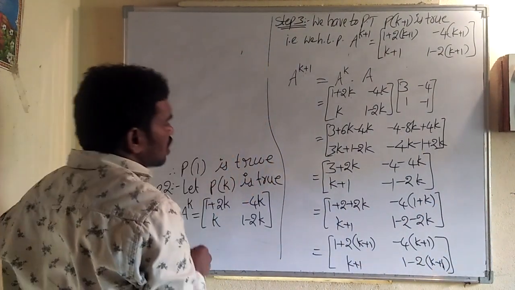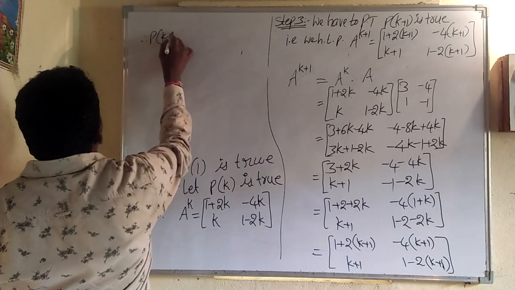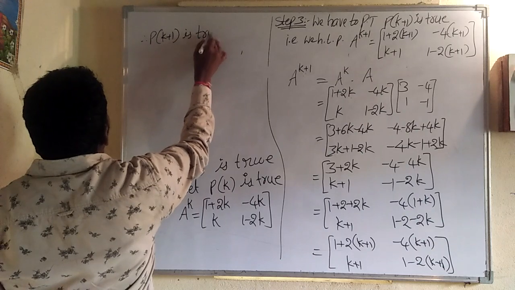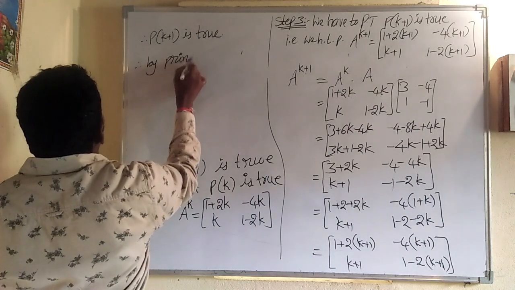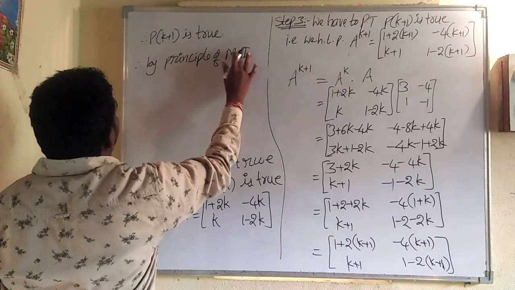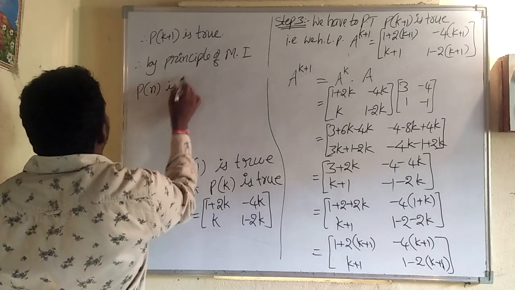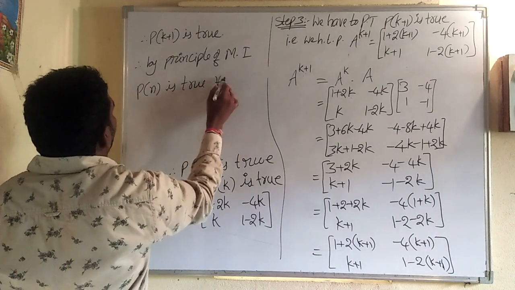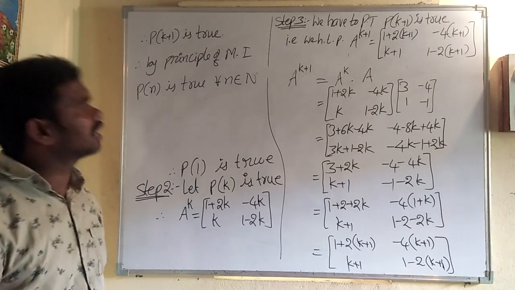So mostly this is complete. Therefore, P of k plus 1 is true. Therefore, by the principle of mathematical induction, P of n is true for all n belongs to N, or for all positive integers n.